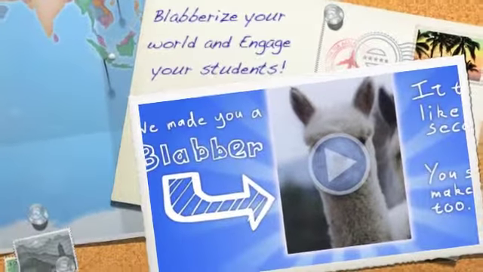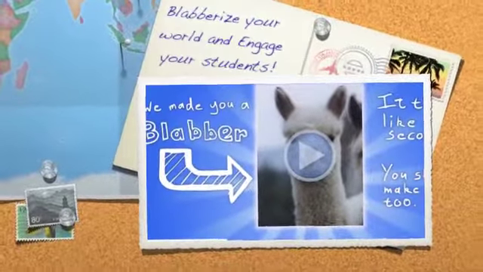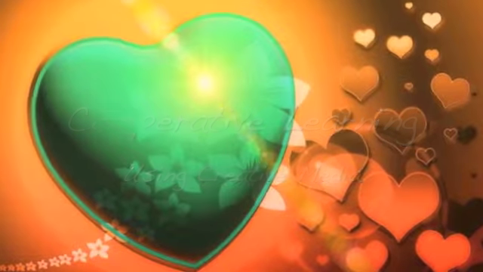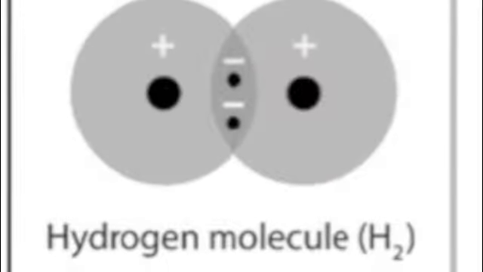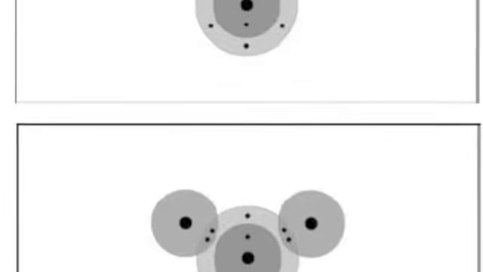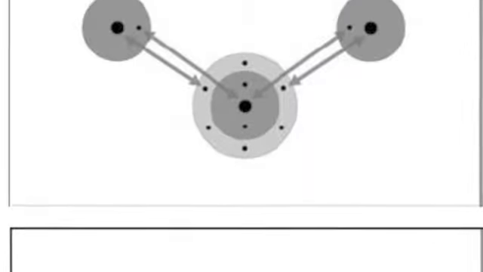For my Riles project, my goal was to allow my students to use creativity and the opportunity to teach each other about a very abstract and difficult science topic. This topic was covalent and ionic bonding. Now, chemical bonding is an area of science I found students struggle the most with.